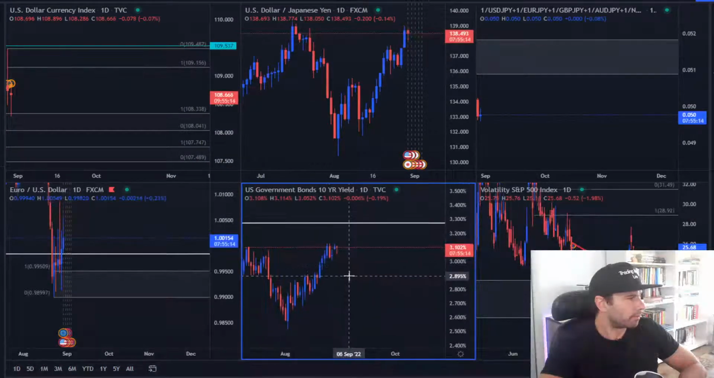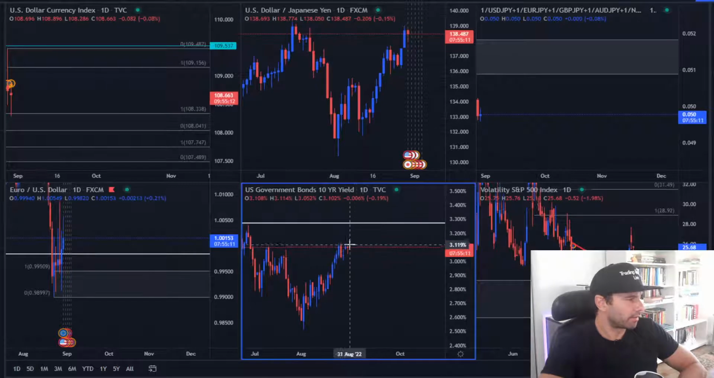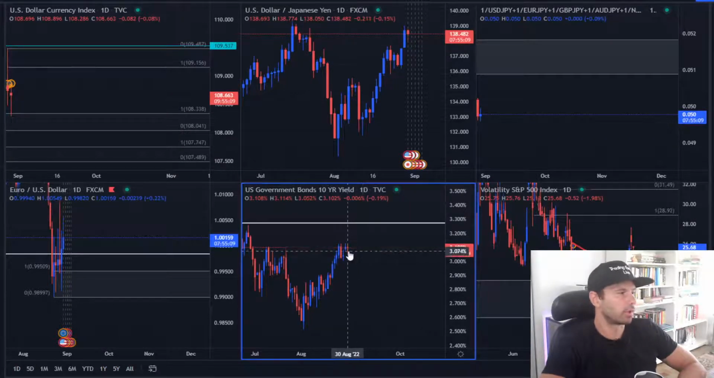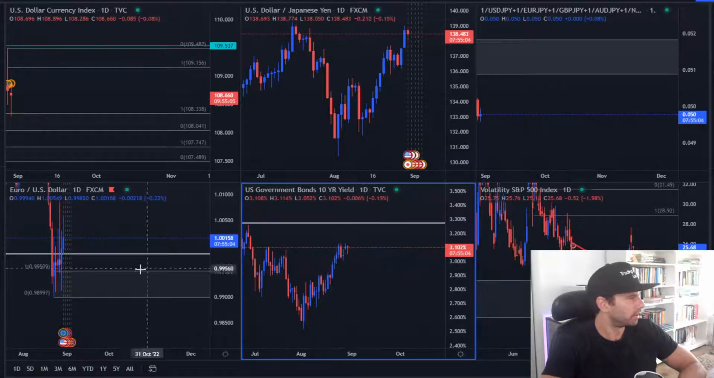So yields are pretty bullish today. We haven't broken any high though. We were dropping and then we made back all the losses, right?